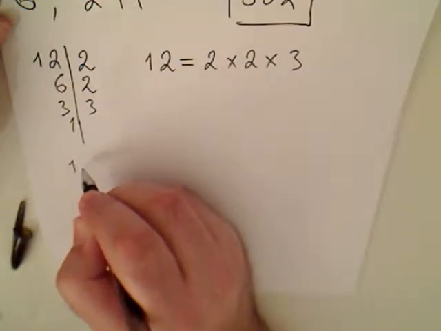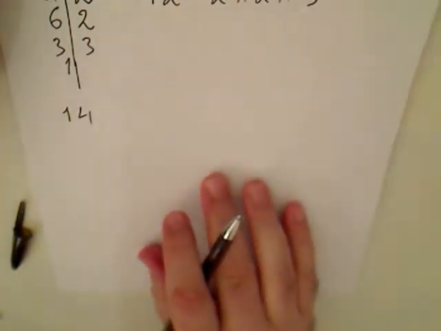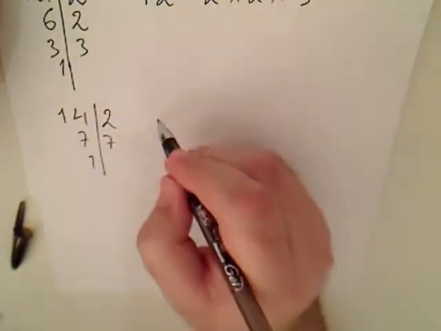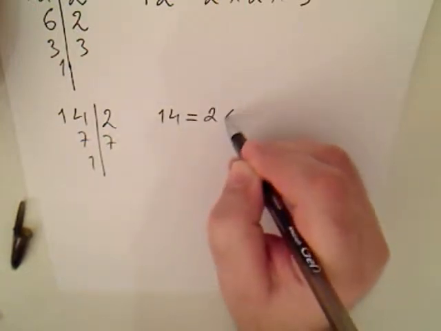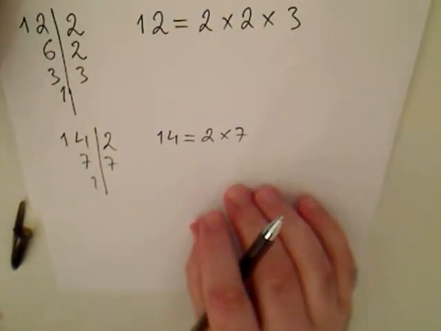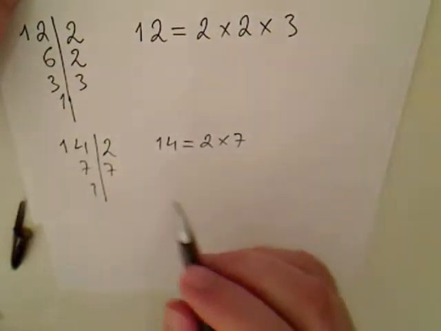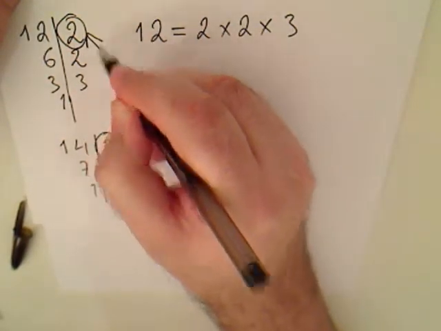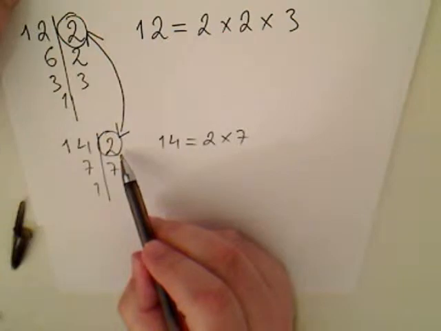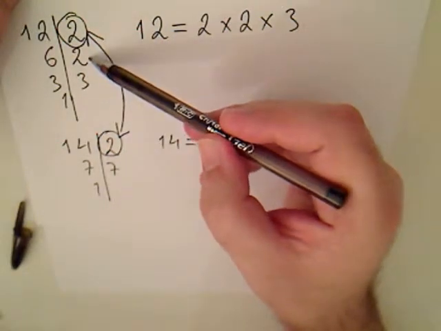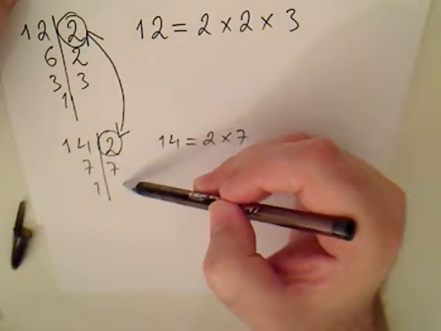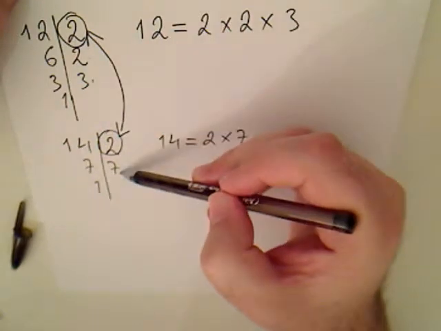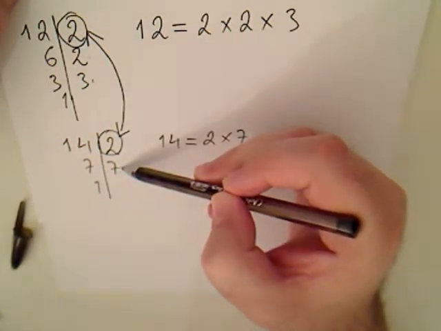Let's do now for 14. 14 divided by 2, we get 7. Divided by 7, we get 1. So 14 equals 2 times 7. Okay, let us compare these two. So we have a common prime factor. This number is a common prime factor, and this one is not common because there is no 2 here, and this 3 is not a common factor. There is no 3 here, and there is no 7 here.